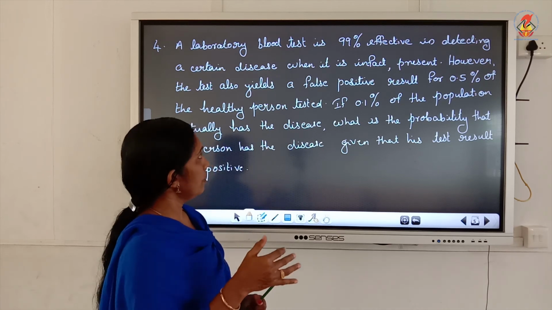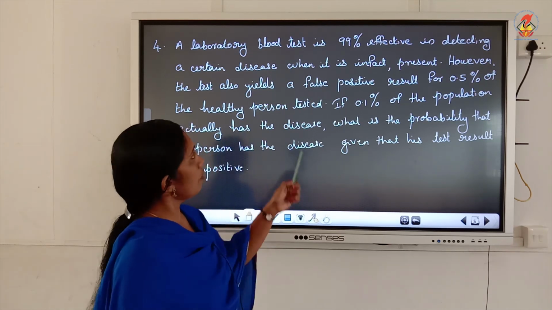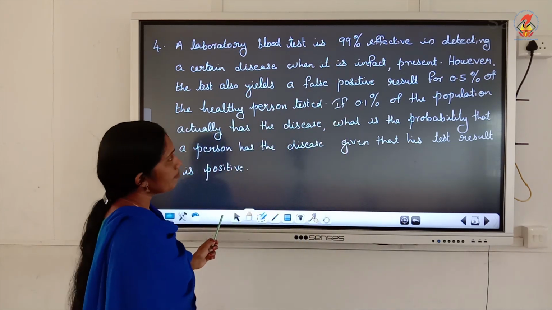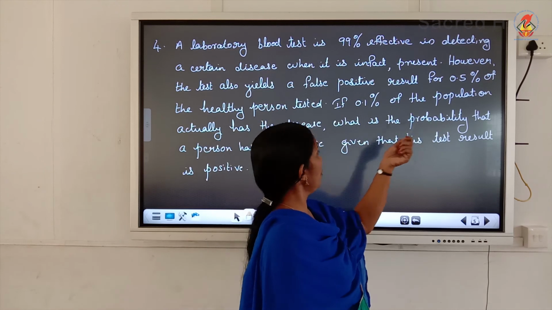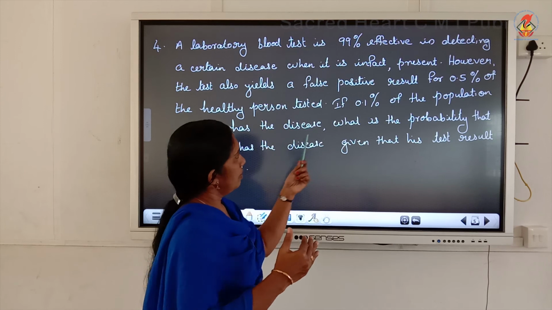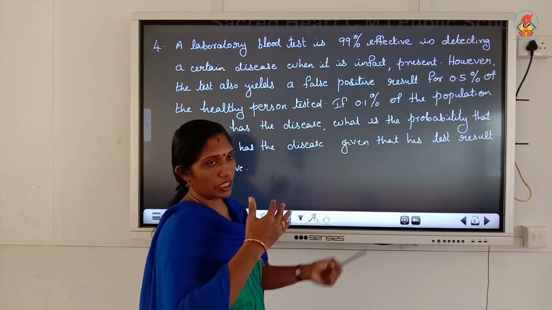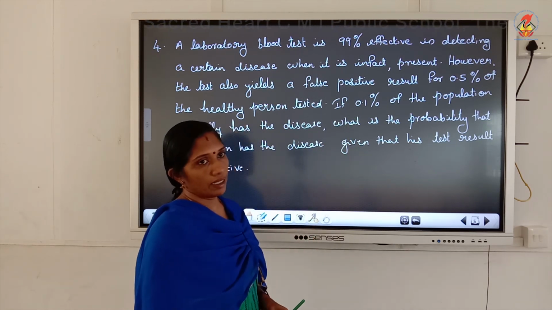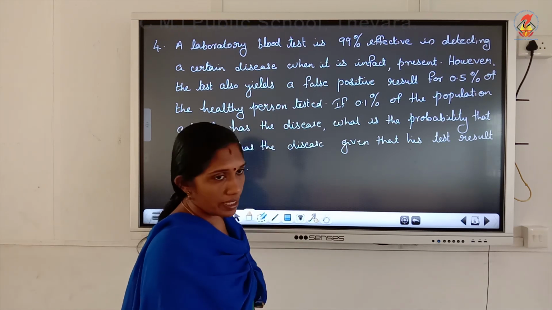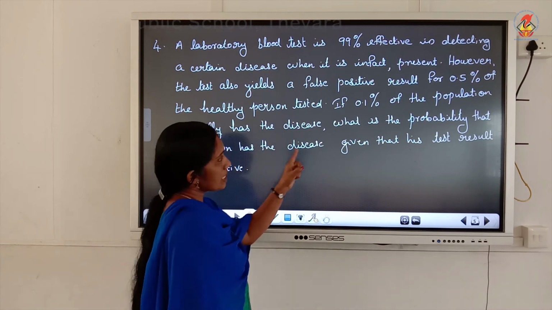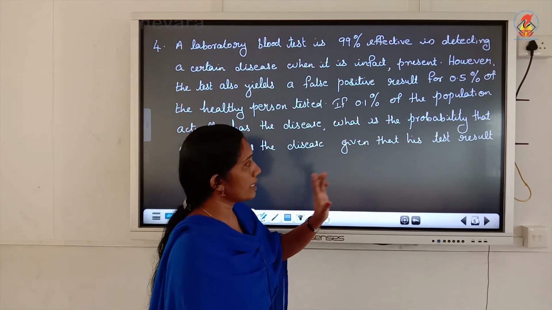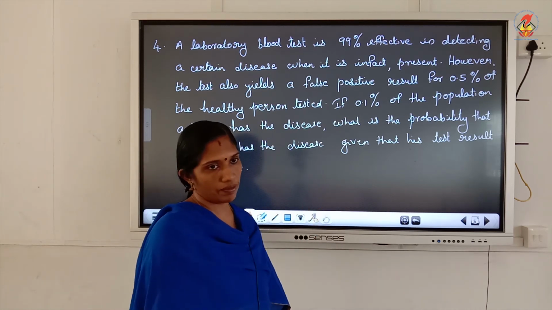When a person has the disease, the blood test is positive with probability 99 by 100. Then 0.1 percent of the population actually has the disease. So this gives the percentage that has the disease, and we can find its complement also. What is the probability that a person has the disease given that his test result is positive?